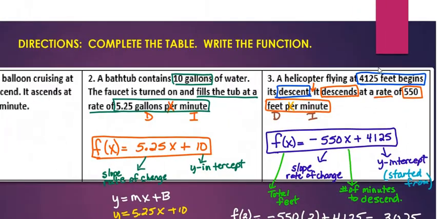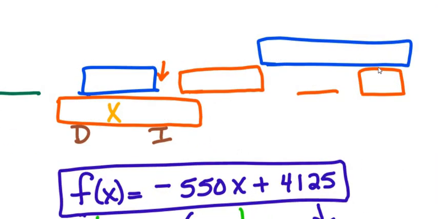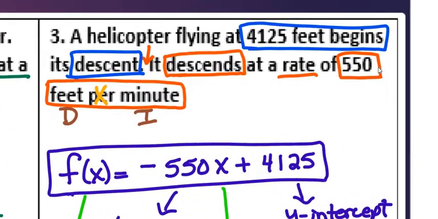Now, looking at number 3. On number 3, you've got a helicopter, and the word descent means to go down. So it descends at a rate of 550 feet per minute.